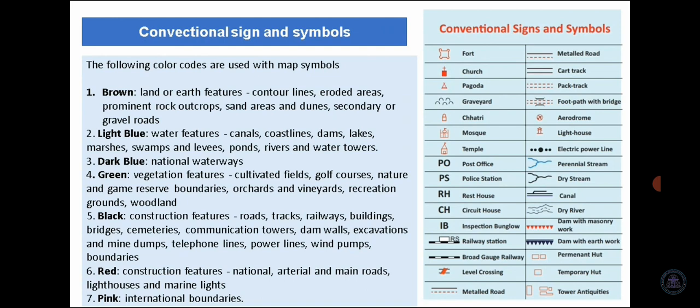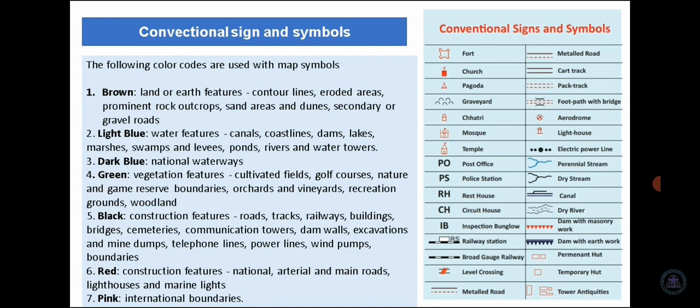The following color codes are used with the map symbols. Brown indicates land or earth features: contour lines, eroded area, prominent rock outcrop, sand area and dunes, secondary or gravel roads. Light blue indicates water features: canal, coastal line, dam, lake, etc.